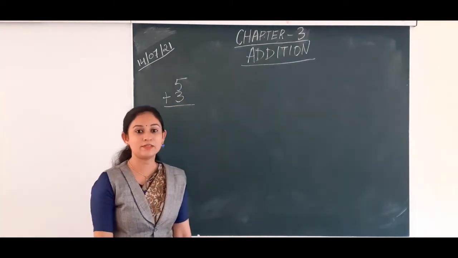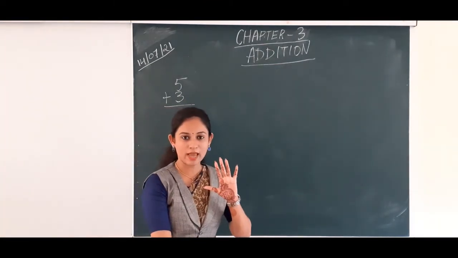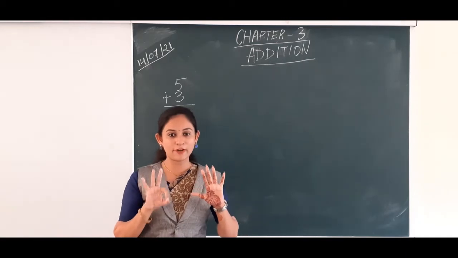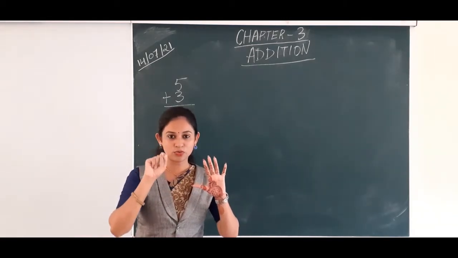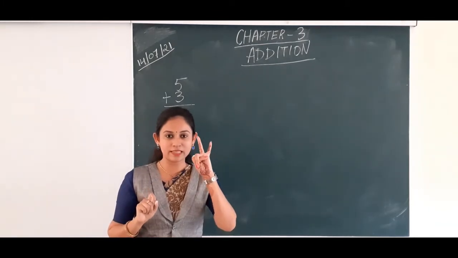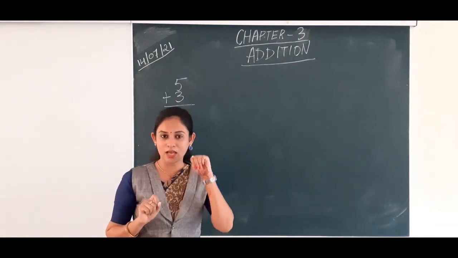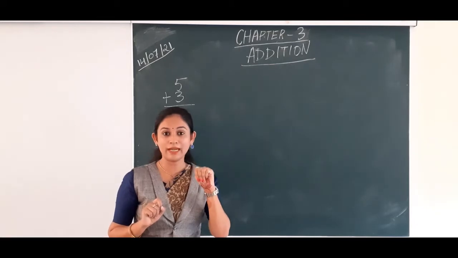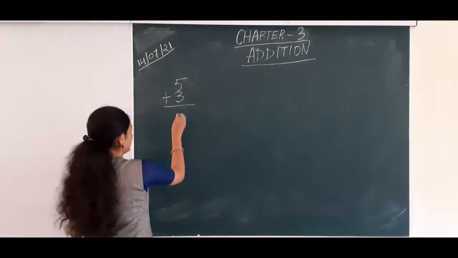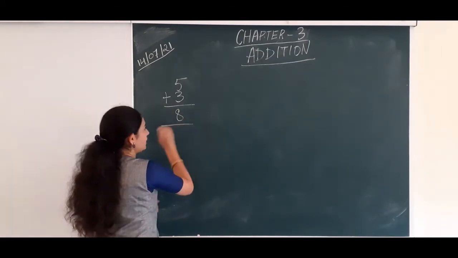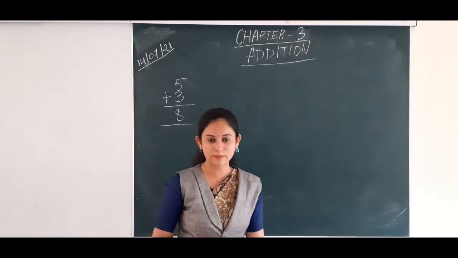5 balls I was having, 3 balls my friend gave me. So now I am having 1, 2, 3, 4, 5, 6, 7, 8. Where did we stop? We stopped at 8. So how many balls am I having? I am having 8 balls.